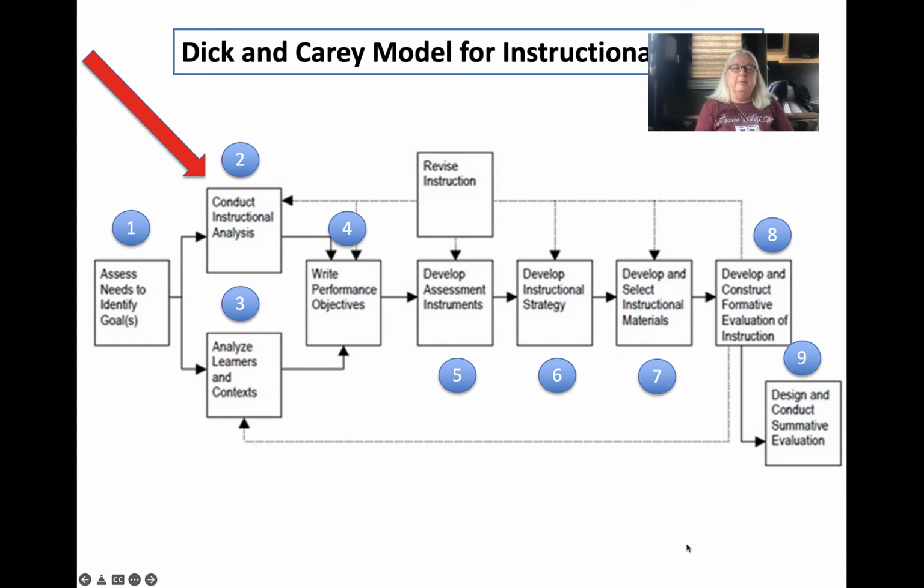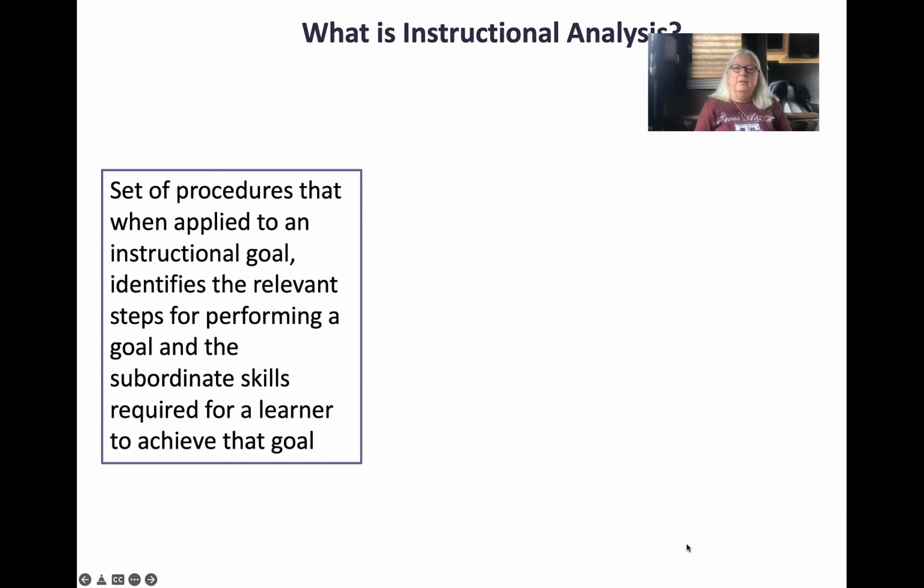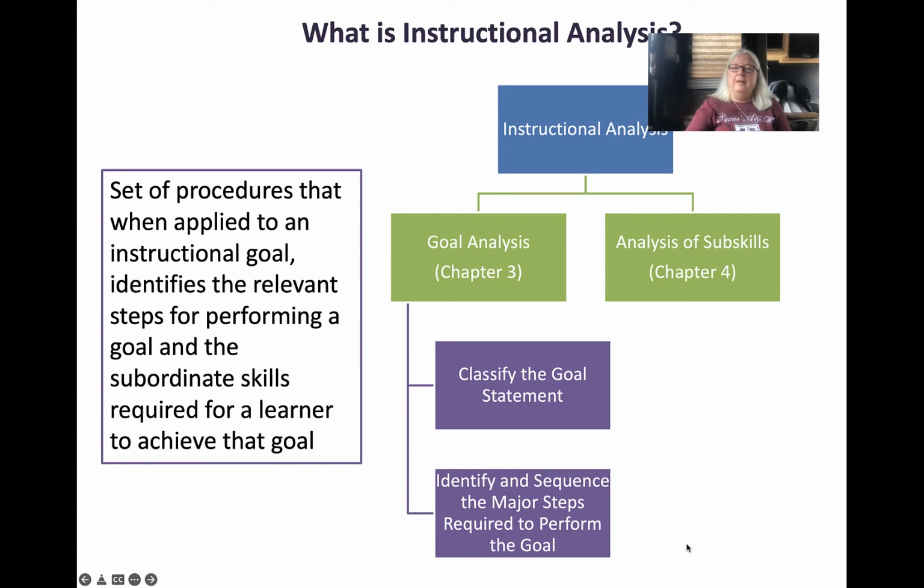So the second step after that is to conduct the instructional analysis, and that's where we are in Chapter 3. An instructional analysis is a set of procedures that, when applied to an instructional goal, remember we defined the goal in step 1, identifies the relevant steps for performing the goal and the subordinate skills required for the learner to achieve the goal. So this has two steps to it. Chapter 3 will talk about goal analysis, and in Chapter 4 we'll talk about the sub-skills.